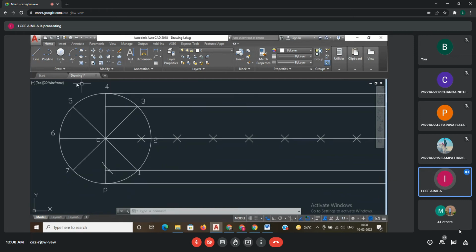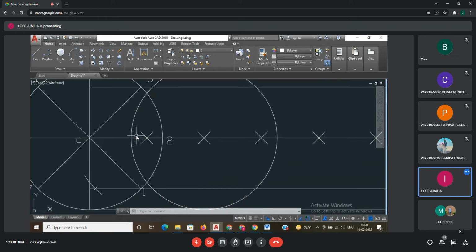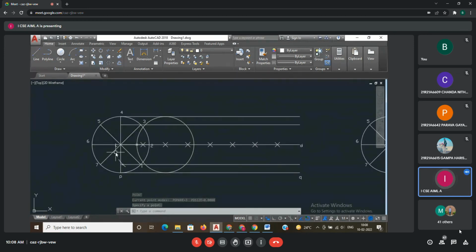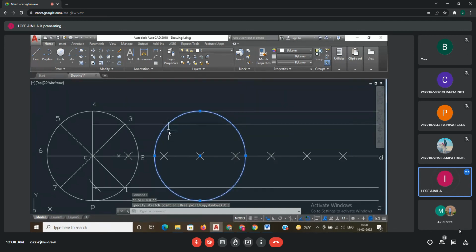Now, circle method. I will go with circle and radius. Now, C2 as my center, CP as radius. How much radius? 25. I will draw one circle. The circle will intersect this second line somewhere here. This is my point. I will put point here. Again, the diameter of the circle will be same. It is not going to change. Why? Because radius is same. Center only changing. That's why I will select this circle. I will change the center from C2 to C3. Now it will intersect somewhere here. I will go with the point here.